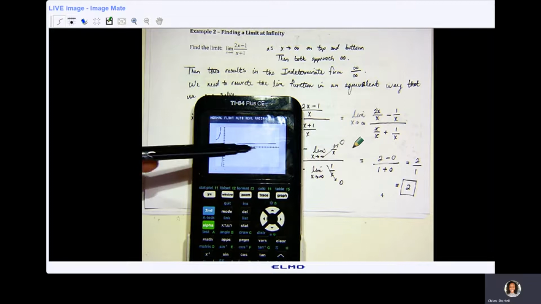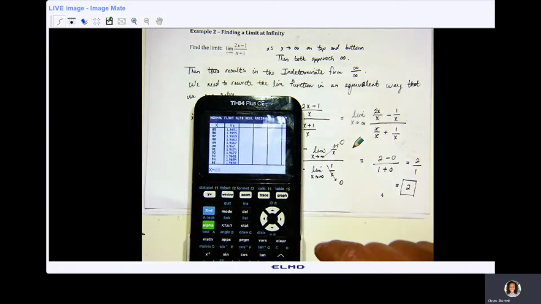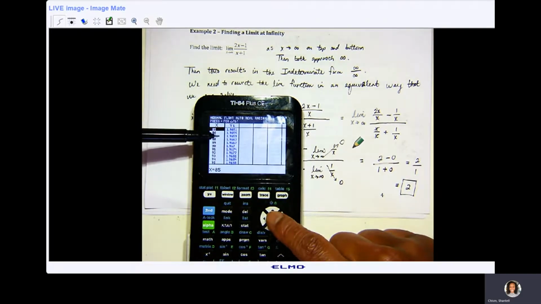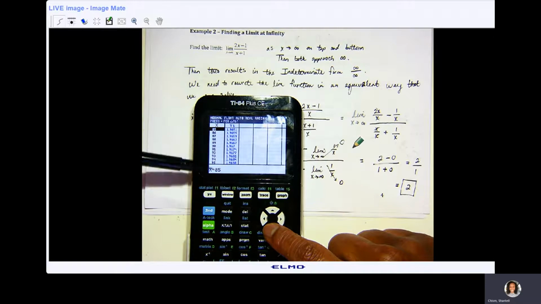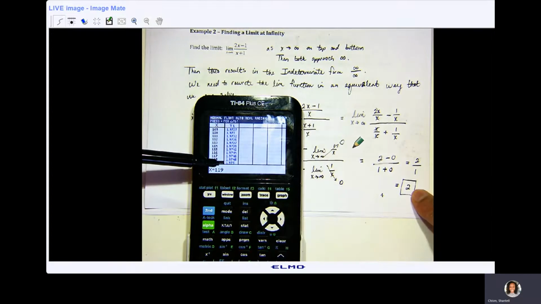Yep, you can see how it's rising slowly towards some number here, but it's not growing fast. It's not getting bigger, it's not going up, it doesn't look like. So let's press second table and see what's happening here. There it is. Take a look. As x gets bigger and bigger, look at what y is doing. Y is getting closer and closer to 2, which is our limit value.